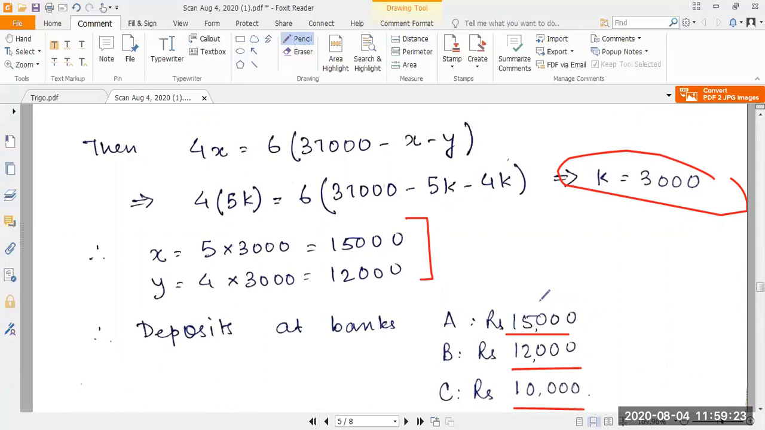So you see, the principals were highest here and lowest here. The interest rates were lowest here and highest here. So it's fairly justifiable that she gets equal amounts of interest from the three banks. So that's a fact.